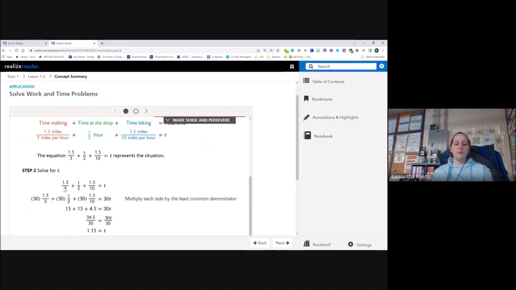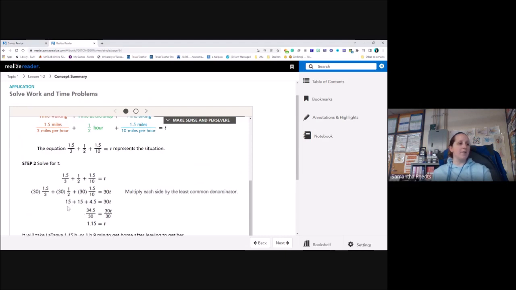So in this case, they multiplied by 30, which is the common denominator. So 30 times 1.5 divided by 3 is 15. 30 times 1/2 is 15. And 30 times 1.5 divided by 10 is 4.5. So 15 plus 15 plus 4.5 is 34.5, equals 30T.